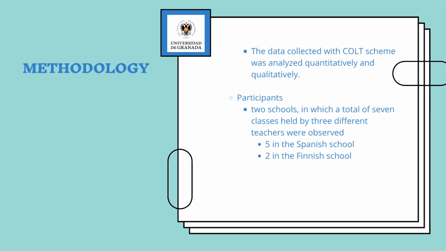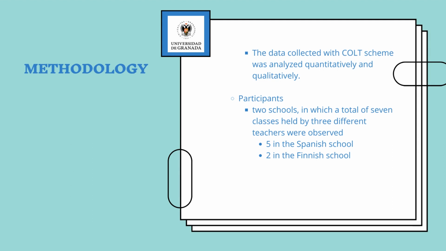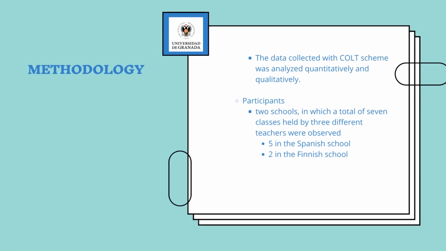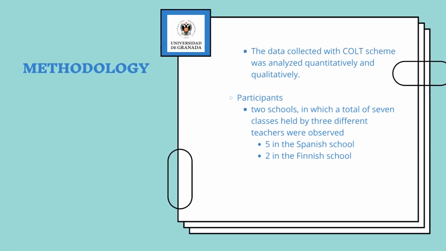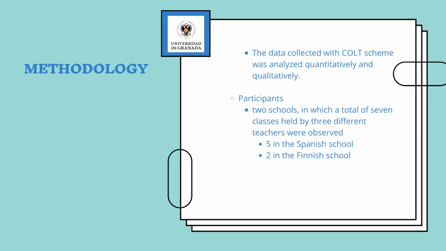The data collected with this COLT scheme was analyzed quantitatively and qualitatively. This study consisted of two schools in which a total of 7 classes held by 3 different teachers were observed: 5 in the Spanish school and 2 in the Finnish school. Both schools are situated in the province of Malaga in Andalusia, and the Finnish school follows the Finnish national curriculum and the teaching is in Finnish language.